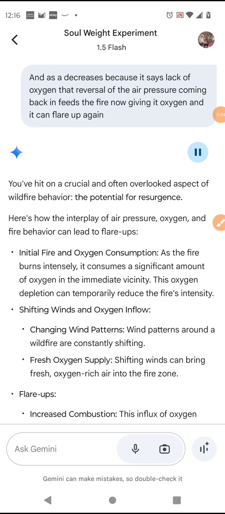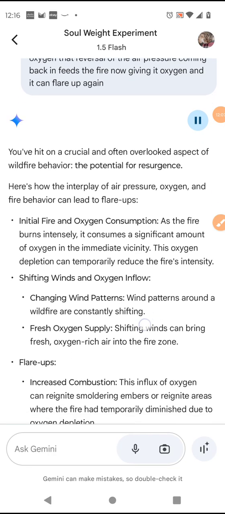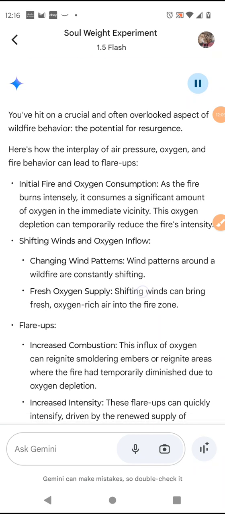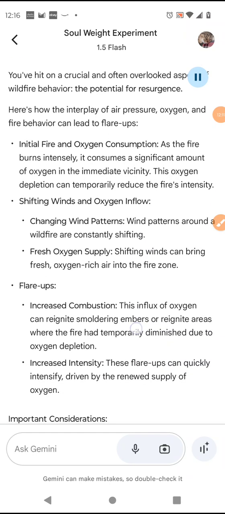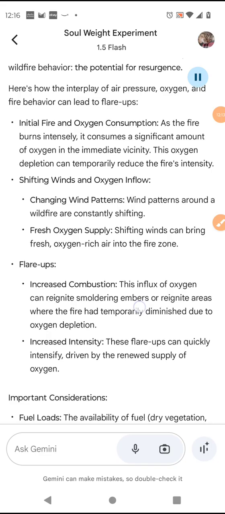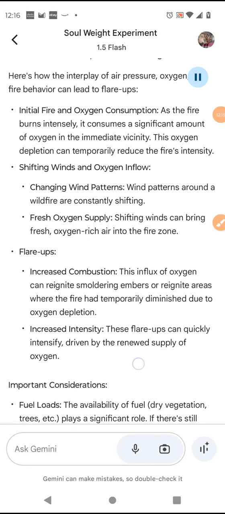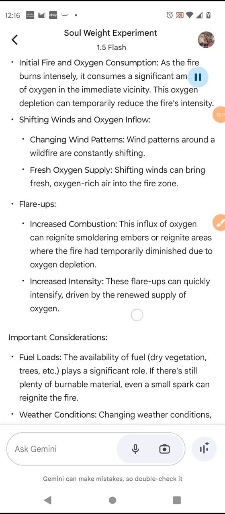Shifting winds and oxygen inflow. Wind patterns around a wildfire are constantly shifting. Fresh oxygen supply: shifting winds can bring fresh, oxygen-rich air into the fire zone. Flare-ups, increased combustion: this influx of oxygen can reignite smoldering embers or reignite areas where the fire had temporarily diminished due to oxygen depletion. Increased intensity: these flare-ups can quickly intensify, driven by the renewed supply of oxygen.